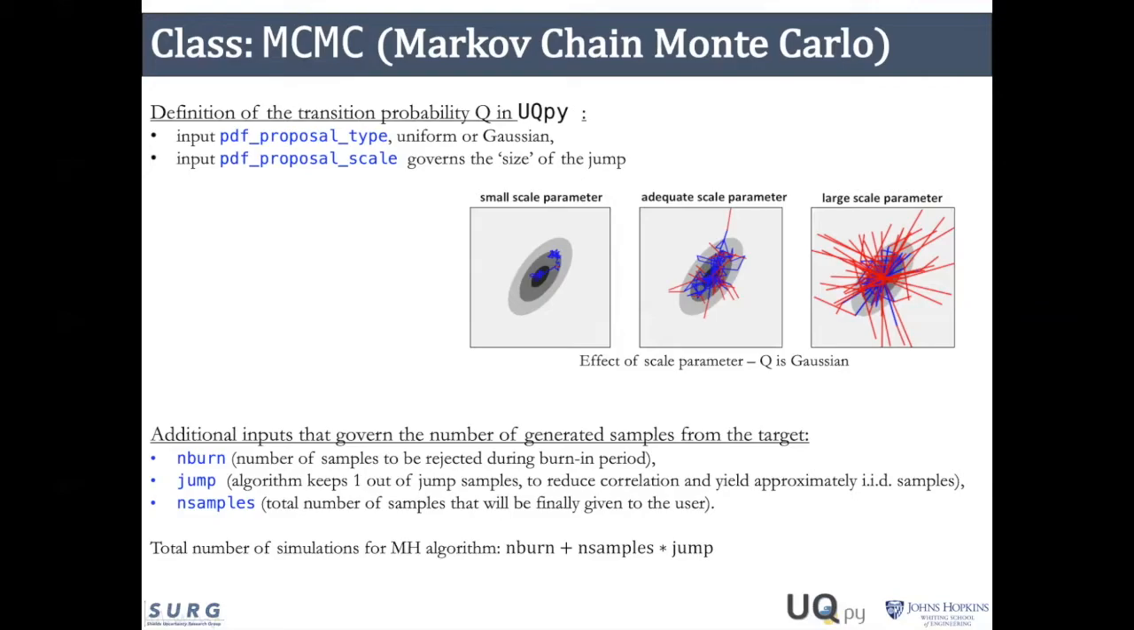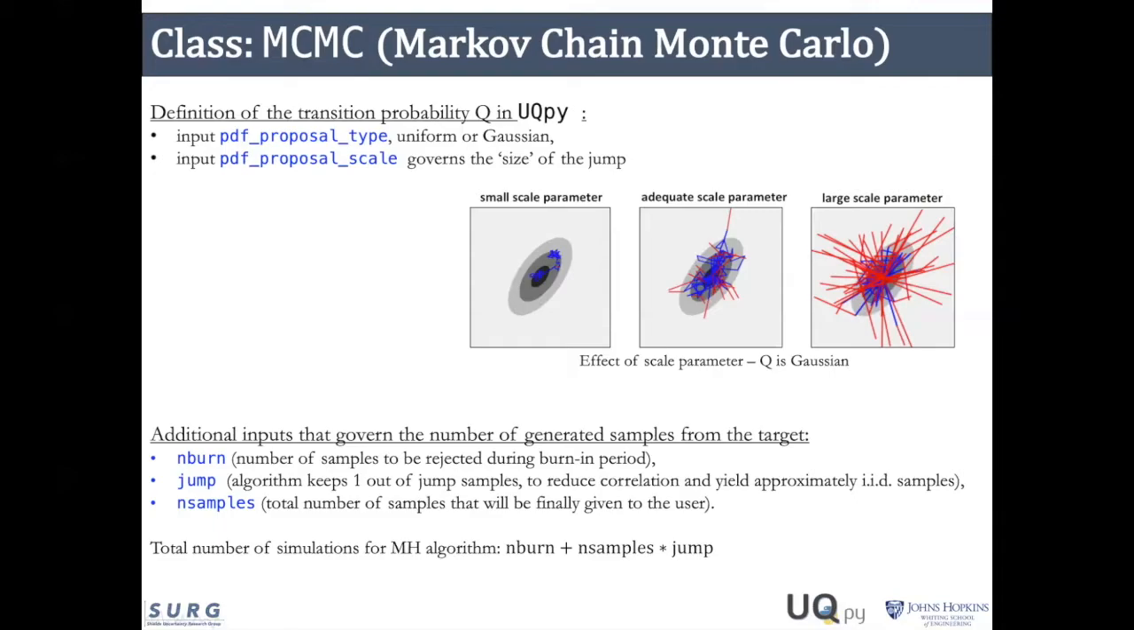Another set of inputs also governs the number of samples that you're going to generate. First is nsamples, the total number of samples that you're going to get at the end of that process. And then you also have nburn. The idea is that when you start walking your chain at the very beginning, you're usually not sampling from your target PDF yet. You have to wait a little bit to get to convergence, and that beginning part is called the burn-in period. And so you would want to reject those samples that are not sampled according to the target PDF. So nburn allows you to reject some samples.